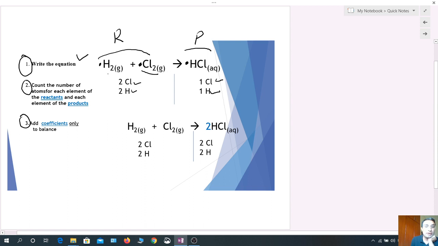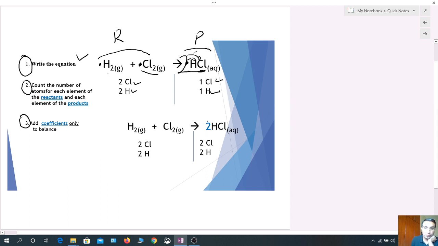Since this chemical equation is not balanced, what I am supposed to do is add some numbers, some coefficients, in order to balance it. So I can say here I have only 1 chlorine and 1 hydrogen, and here I have 2 chlorine, 2 hydrogen. If I put coefficient 2 in front of hydrochloric acid, in this compound, I am going to make it balanced, my dears.